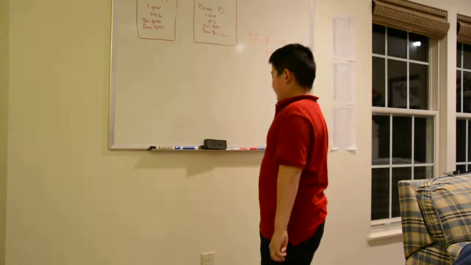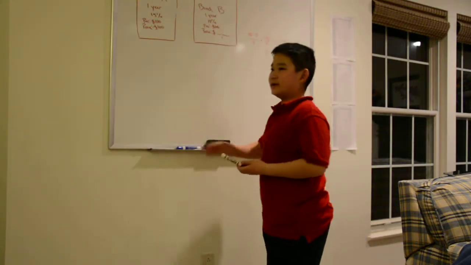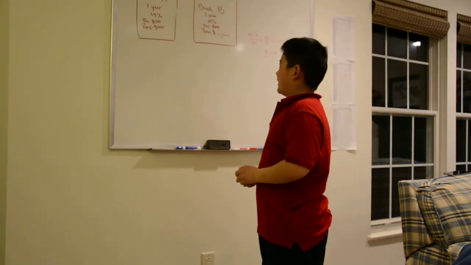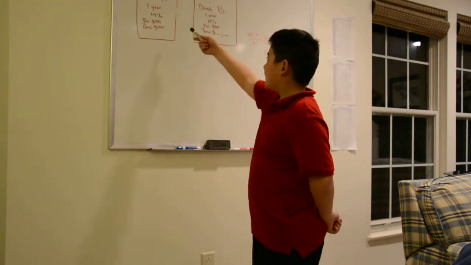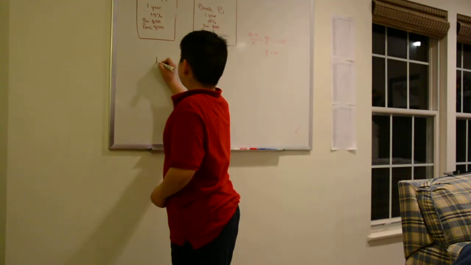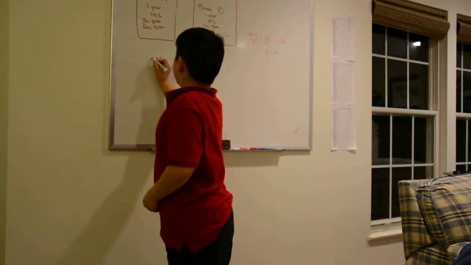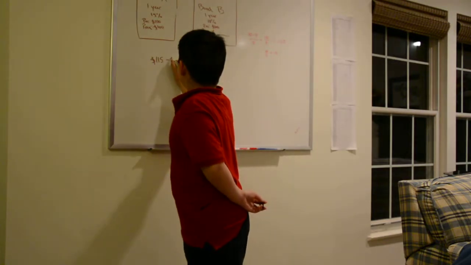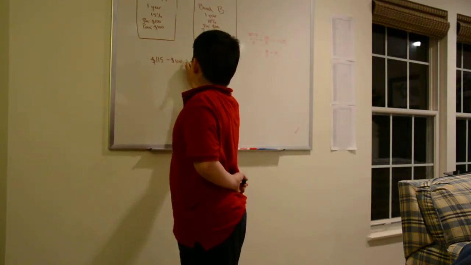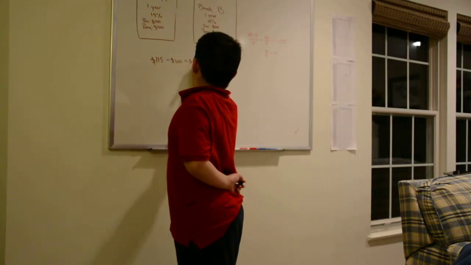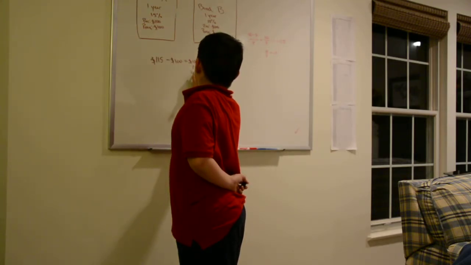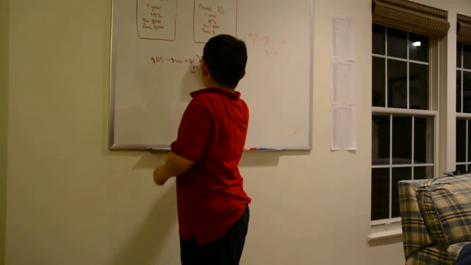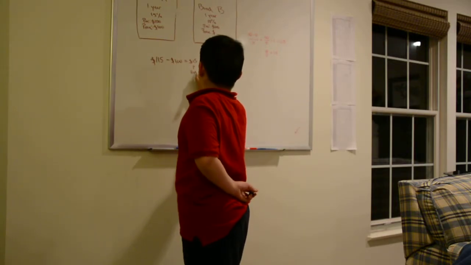Okay, so when I first looked at this problem, I thought, well, what do you get from Bond A? Well, after 1 year, you're going to get $115. So you have $115 minus your price, which you paid, which is $100, and you would have a profit of, sorry, you have a profit of $15.